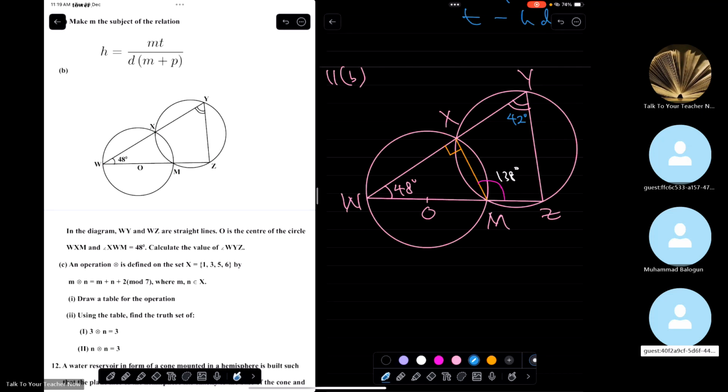Opposite angles of a cyclic quadrilateral add up to 180. The 180 minus 138. Yeah, beautiful. Please say it this way: opposite angles of a cyclic quadrilateral are supplementary. That means they add up to 180. Just say opposite angles of a cyclic quadrilateral are supplementary. Simple. That question was simple, and none of you got it.